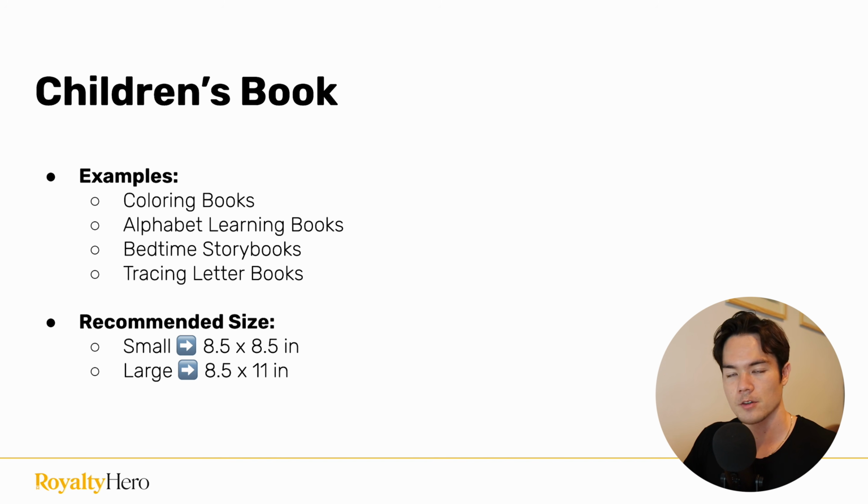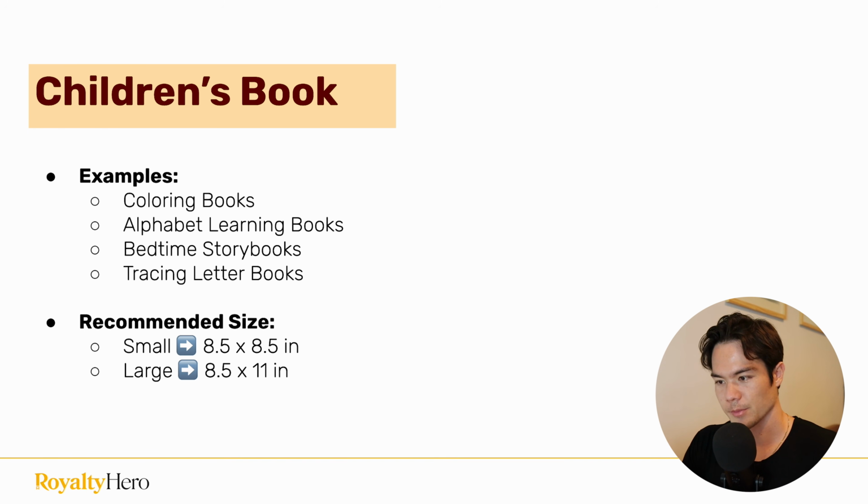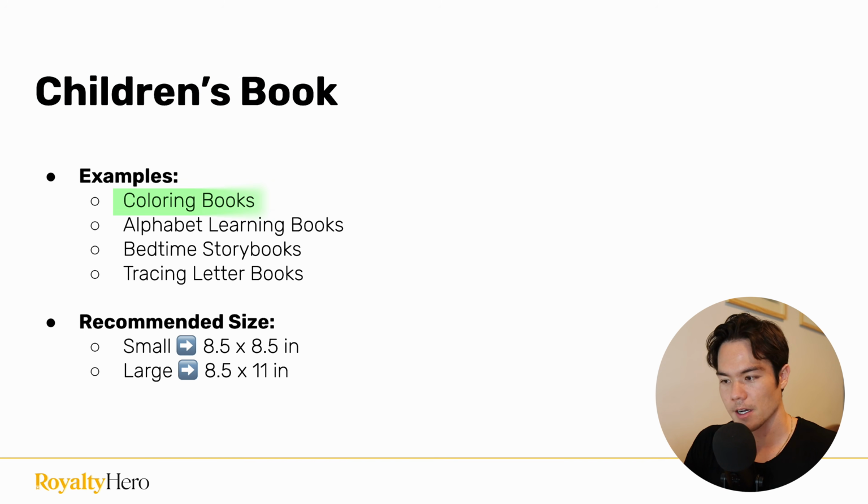So let's talk about a few major ones. First off is children's books. Examples are, once again, coloring books, alphabet learning books, bedtime storybooks, or any kind of storybooks in general, tracing letter books, and many other activity books typically fall under this category. For these books, for the small size, if you want a square look, I recommend 8.5 by 8.5. If you want a large size, which is more standard, 8.5 by 11 inches is typically the size everyone goes with.